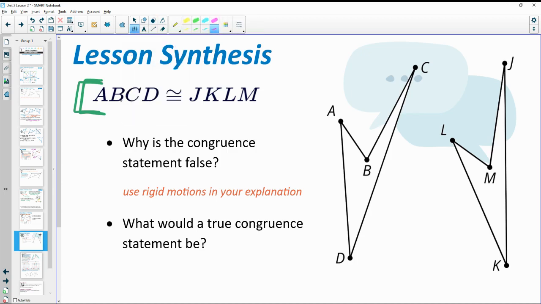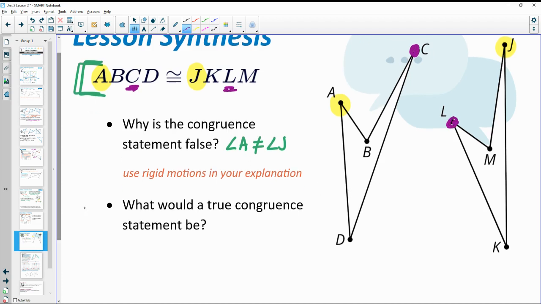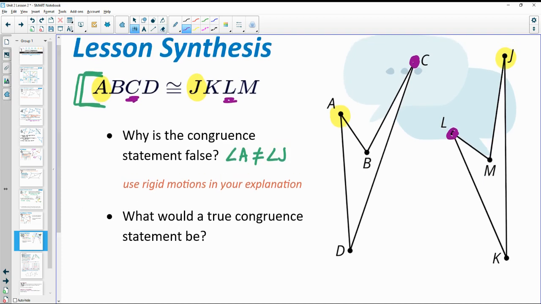Why not? If we take a look here, you can just start by lining some things up. So A should go with J, which it does not. So A and J are not congruent parts. That is why this statement is false. So angle A is not equal to angle J. And you could have come up with other ones too, right? If we looked at C, so here's C, that should be going with L. Those don't match. So any of those parts that don't line up would work.